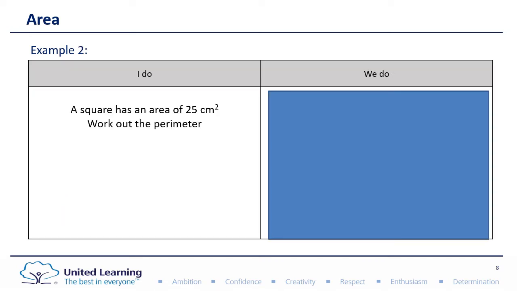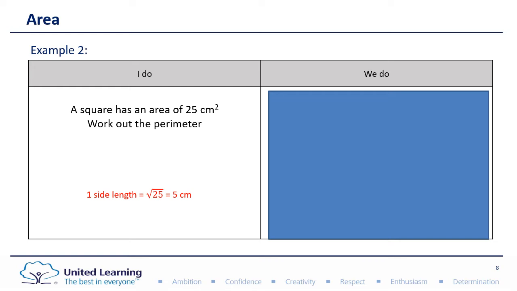Here is your second example. This question tells us that a square has an area of 25 centimeters squared. You must work out the perimeter. We know that a square is a four-sided shape with equal side lengths all around. This means the area of a square is length multiplied by length, or length squared. If the same number is multiplied by itself to give 25, we can work out what that number is by square rooting 25.